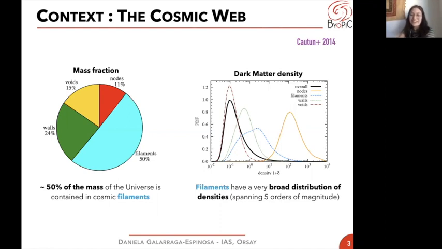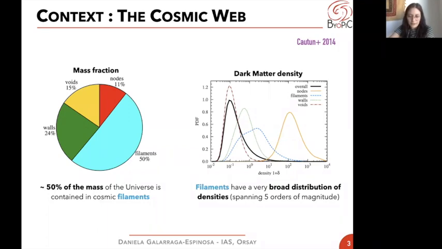On the left part of the plot, we can see the distribution of dark matter for the different structures. For example, in yellow we have the nodes, which are clearly the most dense structures in the cosmic web. And filaments have a very broad distribution that covers almost 5 orders of magnitude of densities. So we have filaments that are as dense as clusters, and other filaments that are less dense, like maybe in voids.